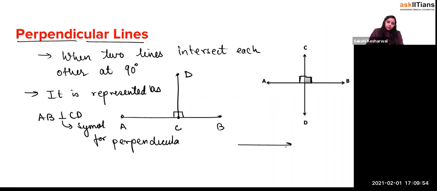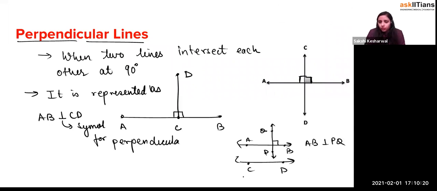So if I make a line like this, and I make a line like this, and then I make a line like this, right? I am just naming this as A, this as B, this as C, this as D, and this as P, and this as Q. So can I say that AB is perpendicular to PQ? Yes or no? So AB is perpendicular to PQ. Actually, if you extend the PQ line, it is going to be perpendicular to CD also, right? So if you extend this line, you can say that CD is perpendicular to PQ. We can say that also, right?